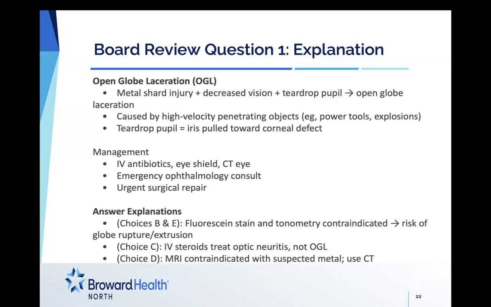So going over the answer explanation. Choices B and E, fluorescent stain and tonometry, are actually contraindicated because they increase the risk of globe rupture or extrusion. Choice C, IV steroids, treats optic neuritis, not open globe laceration. And choice D, the MRI, is contraindicated because the patient had a metal injury. So we want to use a CT instead.